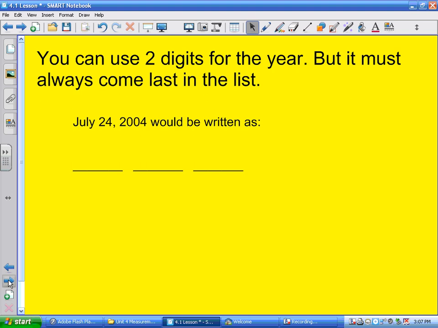Turn the page. I want you to use 2 digits for the year, but it always has to come last. So I want you to write this, and I want 2 digits for the year. I know what it means. 04, correct. 04. Now, what about the other ones? Tristan? It would be 24. No, the second one would be 24. And the first one would be 07.